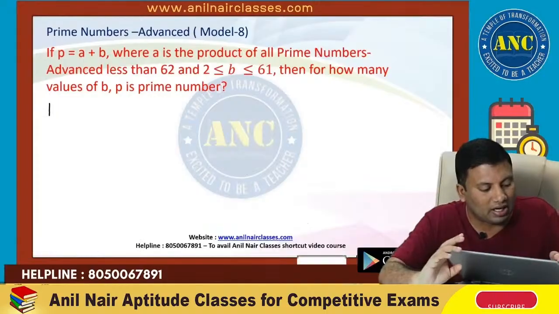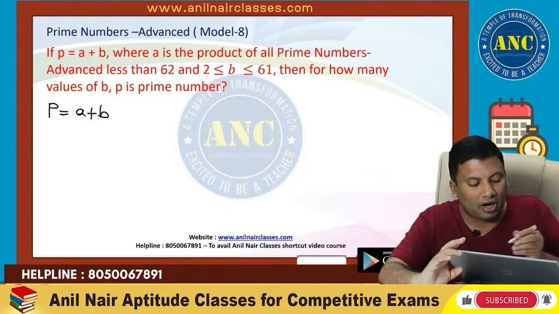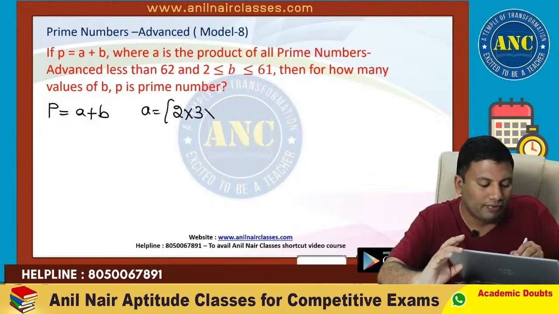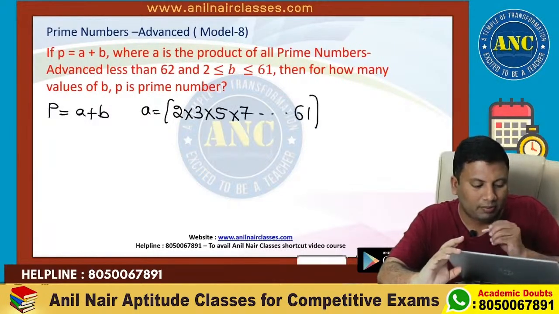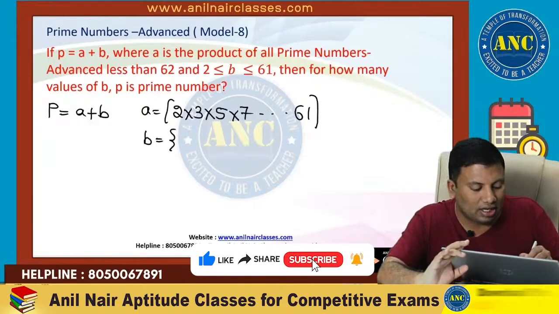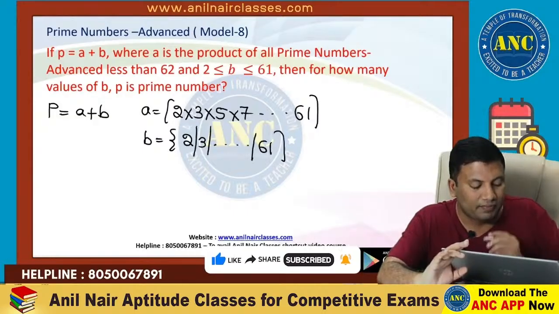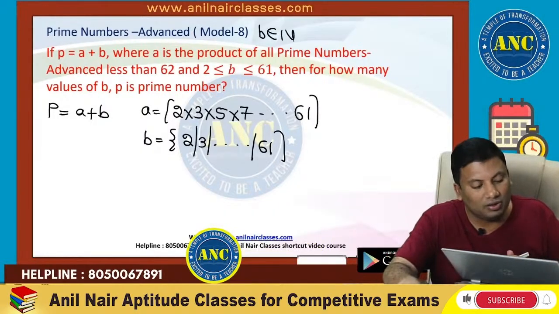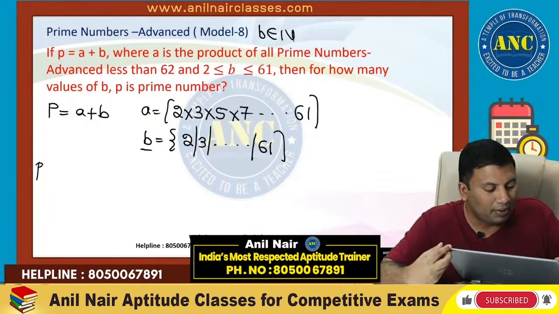Next one, P is equivalent to A plus B, where A is the product of all prime numbers less than 62: 2, 3, 5, 7 and so on up to all prime numbers less than 62, till 61. B is a natural number from 2, 3 and so on up to 61. What is the question? For how many values of B will P be a prime number?